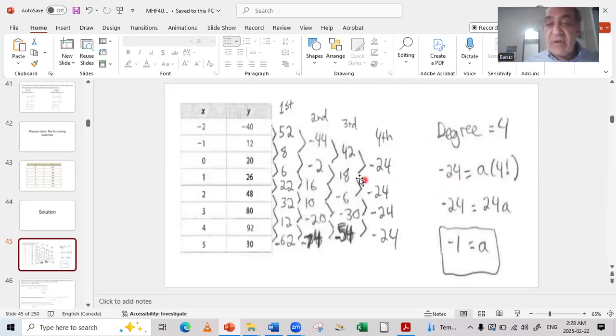So I have here now this number will equal a times 4 factorial, because here it is 1, 2, 3, 4. And the similar number is minus 24, which will equal a times 4 factorial. I'm looking for the constant. So 4 factorial is 4 times 3 times 2 times 1. 4 multiplied by 3 is 12, times 2 is 24. So minus 24 will equal 24a. Then a will equal minus 24 divided by 24. a will equal minus 1.